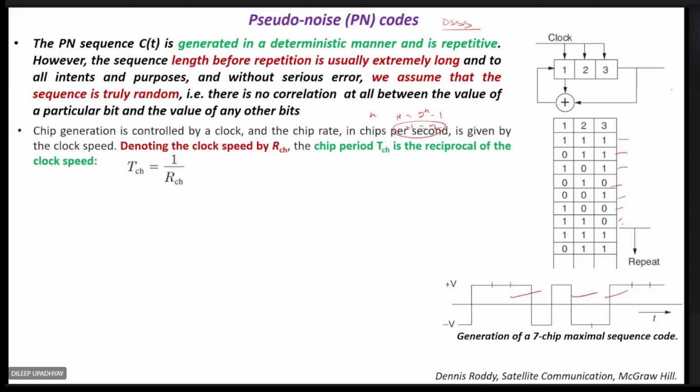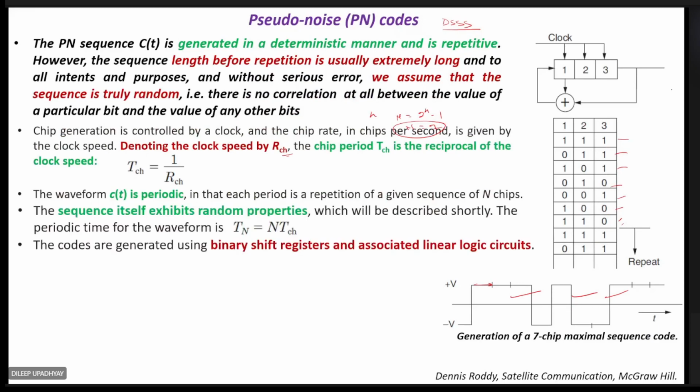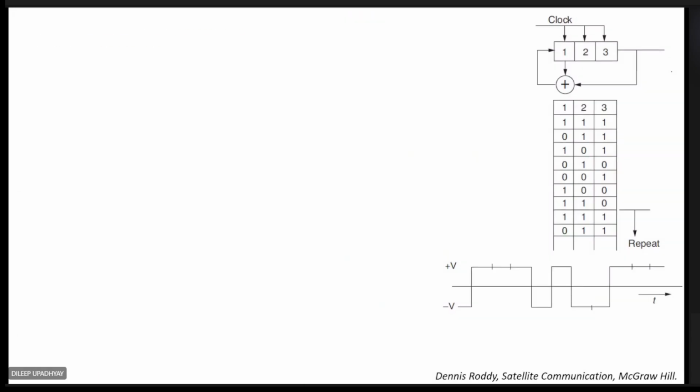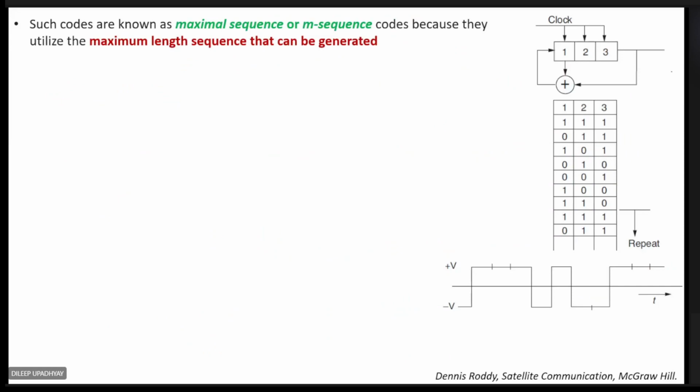If the clock rate is Rc, then the chip period will be given by 1 upon Rc. Similarly, if one chip duration is Tc, then the period after which repetition occurs is given by Tn equals n into Tc, if there are n chips. In this particular case there are 7 chips. As we have seen, the number of ones is always more than the number of zeros by 1 in this particular arrangement. In the mirror image case, the number of zeros will be more than the number of ones.